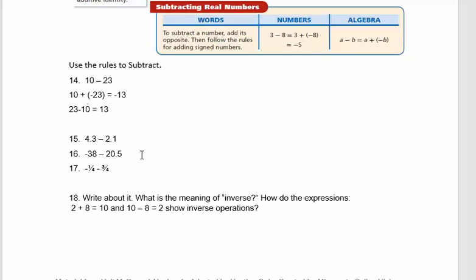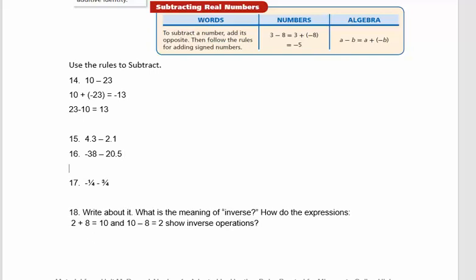All right, let's look at number 16 as well. Number 16 says negative 38. I keep the first one. The first number always stays the same. Don't change the sign or anything. Then the minus sign changes to a plus sign, because we're going to change our subtraction to adding the opposite. Well, the opposite of 20.5 is negative 20.5. Now I have a negative 38 plus negative 20.5.